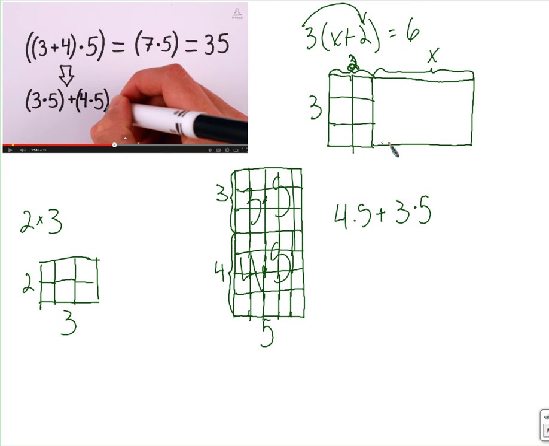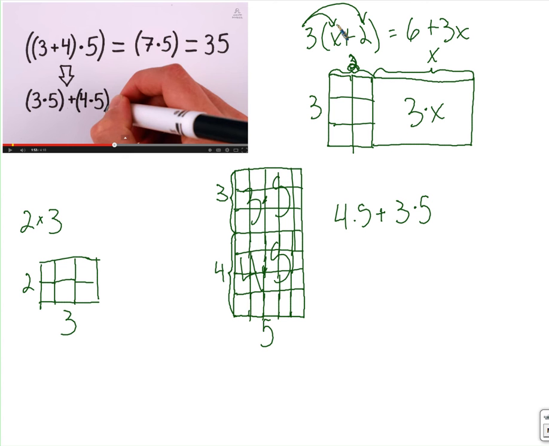Now, how big is the area of this? Yes. 3 times x, right? Length times width, base times height, however you want to think of it. It's just 3, this side 3, times whatever x is. I can't really mark it off in squares because I don't know how big x is. That area, whatever x is, is 3 times that x. So we add 3x. There's that 3 times x.